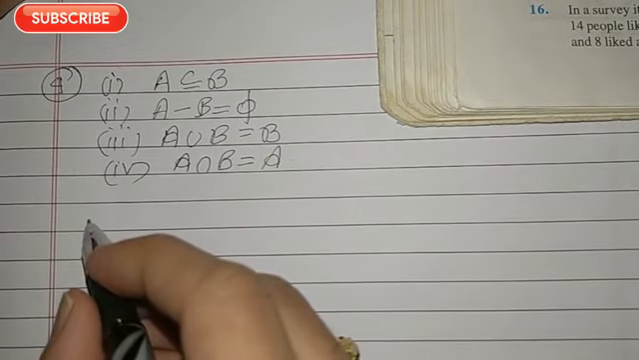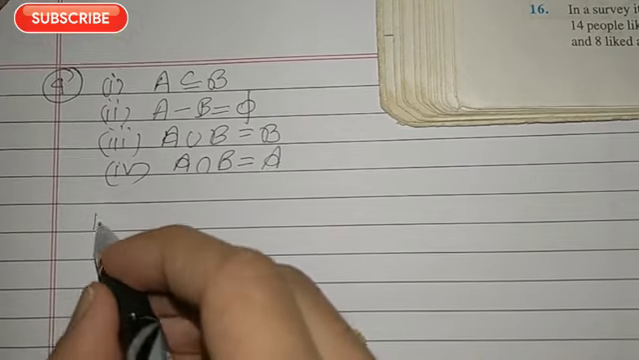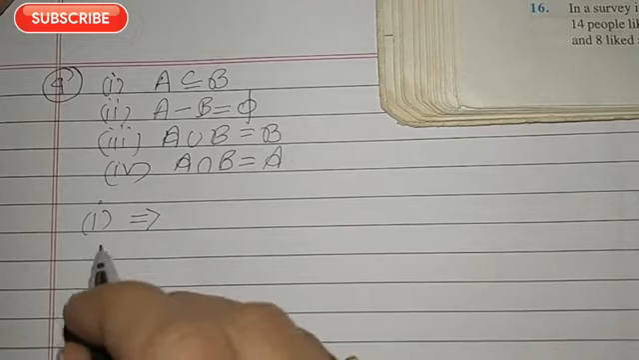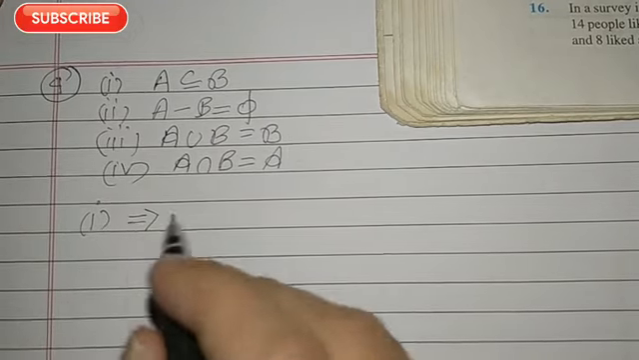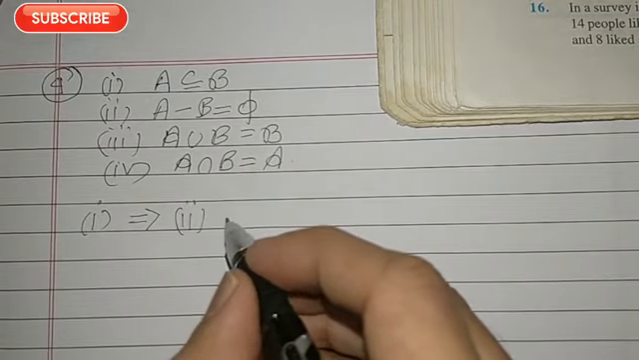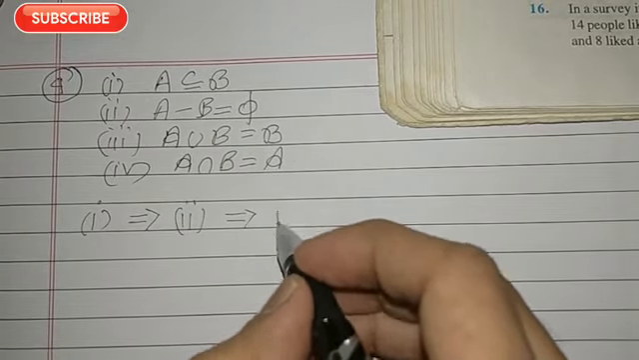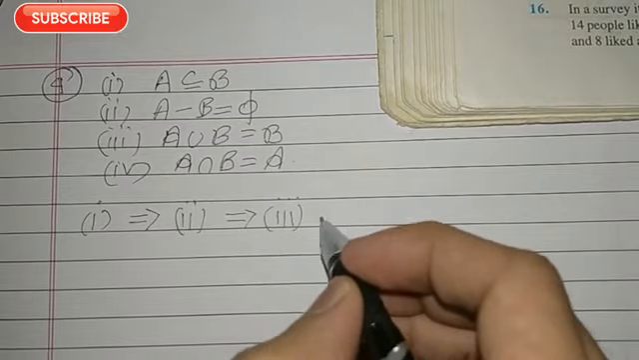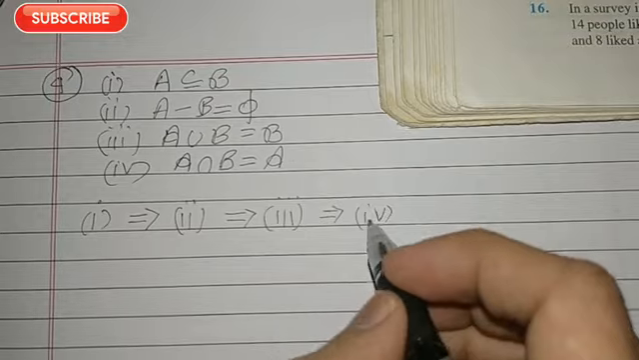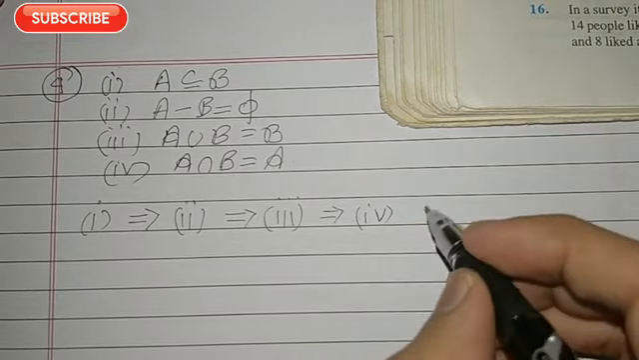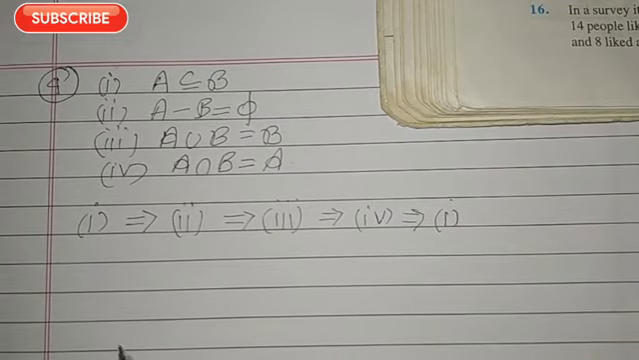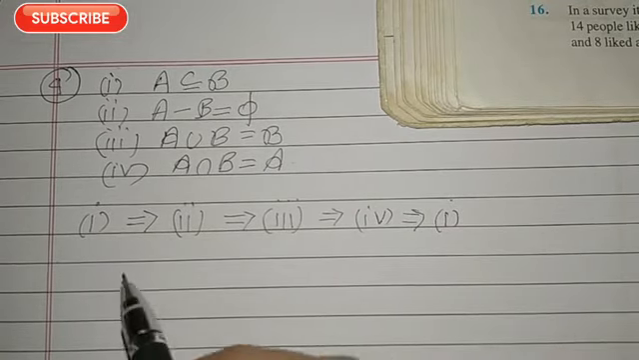Now there is a method to do that. We will prove that if we assume 1, we get 2. Then if we assume 2, we get 3, and if we assume 3, we get 4. And if we assume 4, we get 1. Like this we will prove the statement.